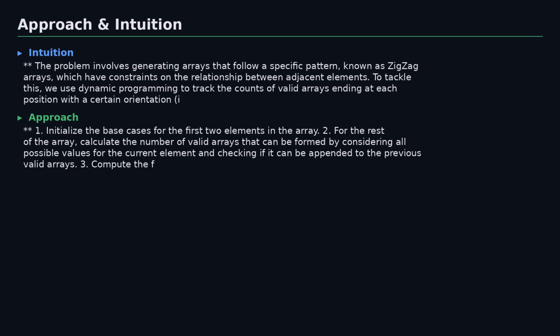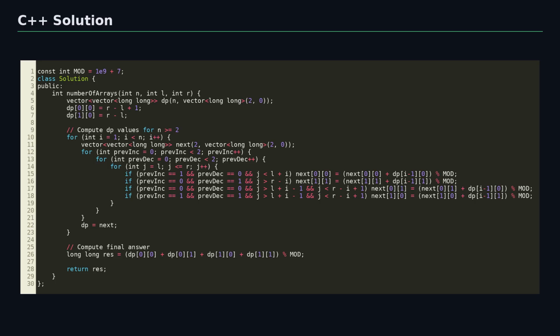To solve this problem, we'll start by initializing the base cases for the first two elements in the array. Then, we'll iterate through the rest of the array, calculating the number of valid arrays that can be formed by considering all possible values for the current element and checking if it can be appended to the previous valid arrays. We'll use a 2D table to store the counts of valid arrays at each position, where the first dimension represents the position and the second dimension represents the orientation.